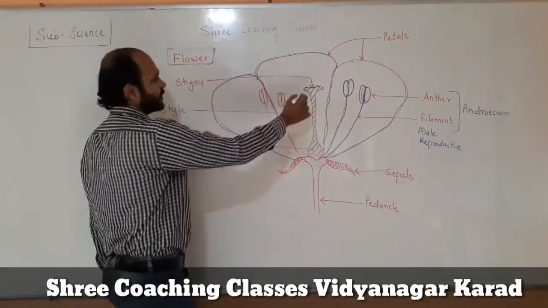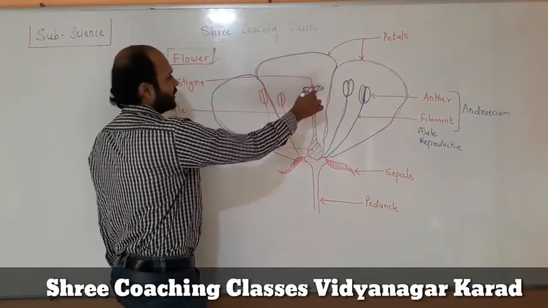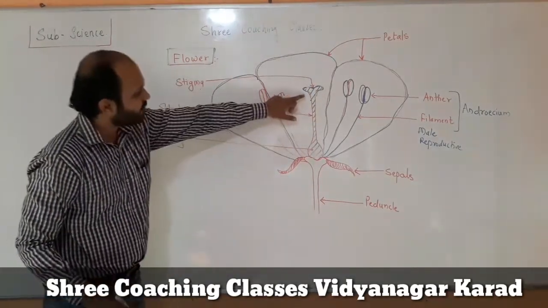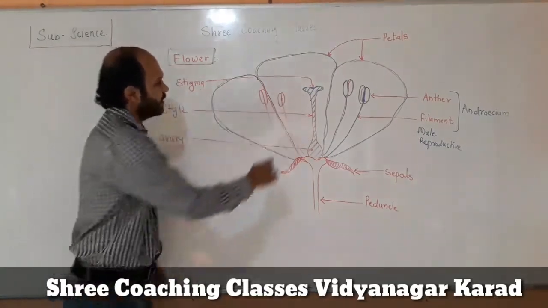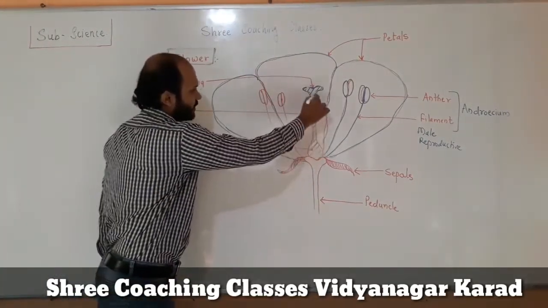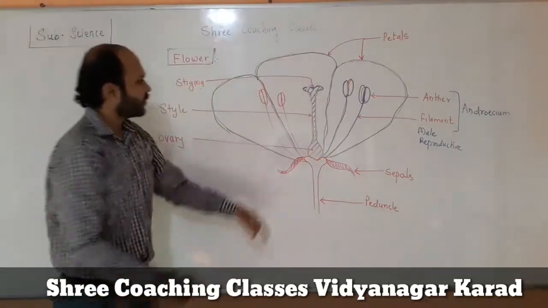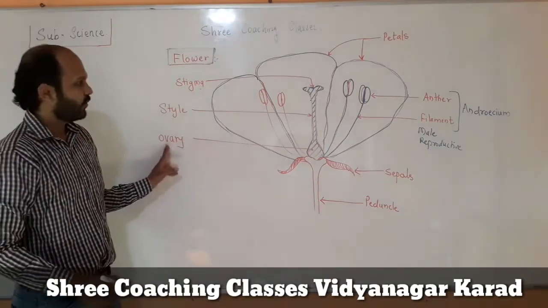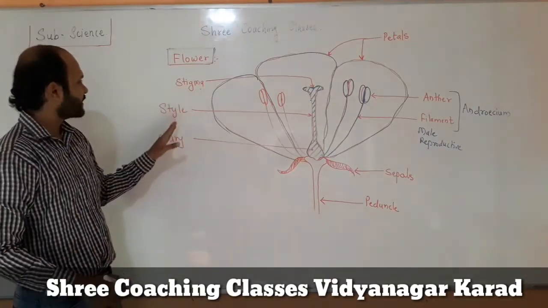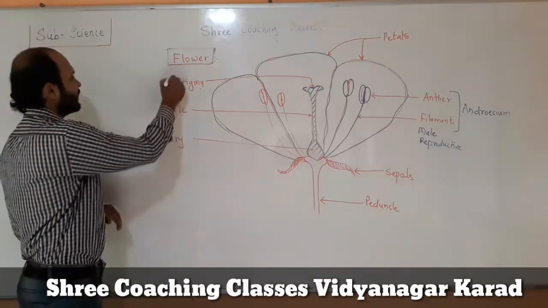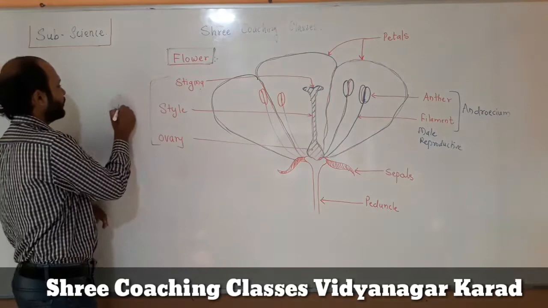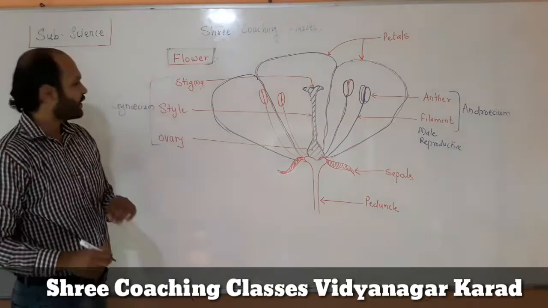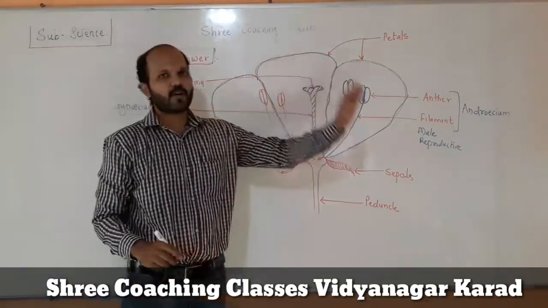Next part is the gynoecium. This is the stigma. This middle part is known as the style, and this globular portion is known as the ovary. So stigma, style and ovary together are called the gynoecium. This is the structure of a flower.